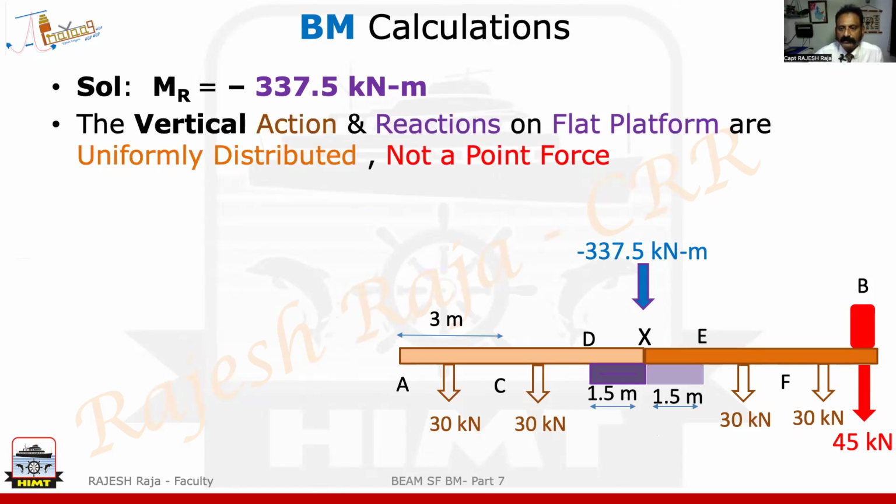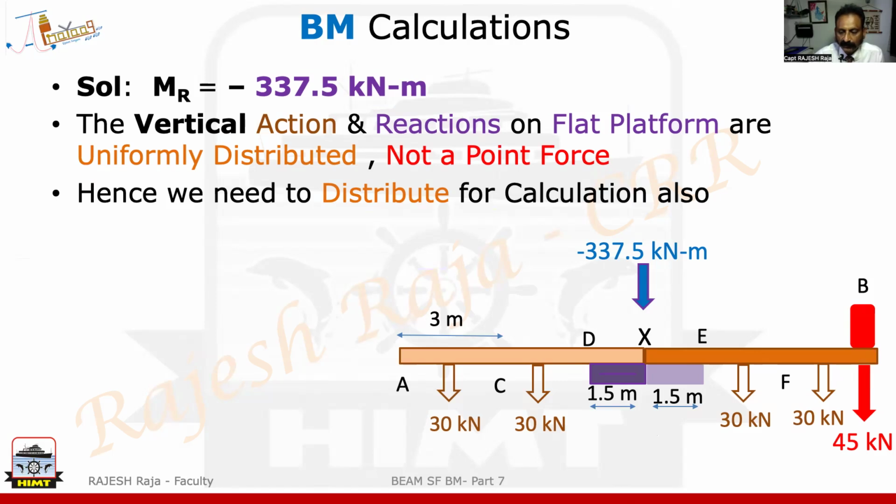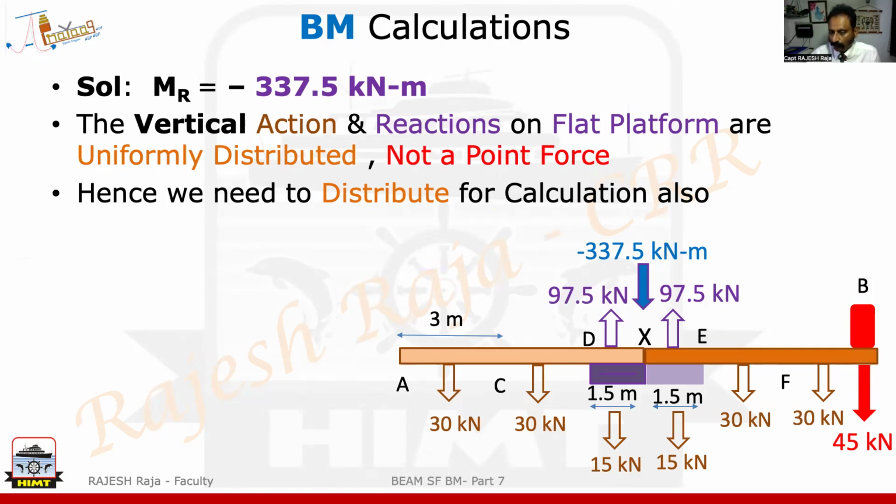The vertical action reaction on the flat platform, please remember, is uniformly distributed. It is not a point force. That is why I'm going to split them again, similar to what I did in your SF calculation. This will help me in the calculation of X. If I don't need this, I could have gone directly from Delta to Echo, but I'm going to calculate it.